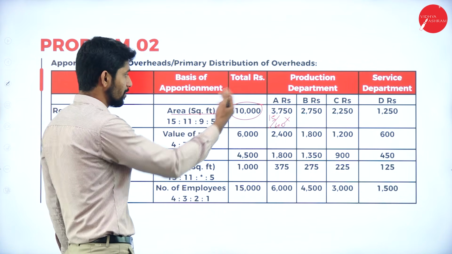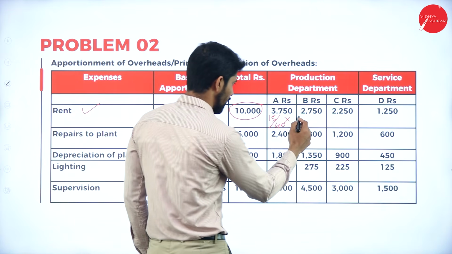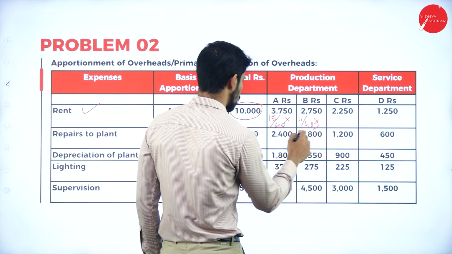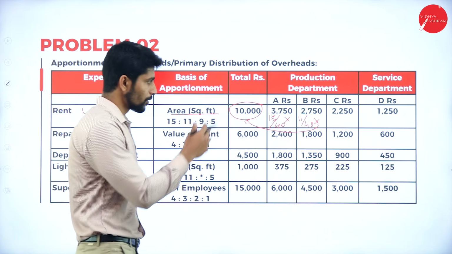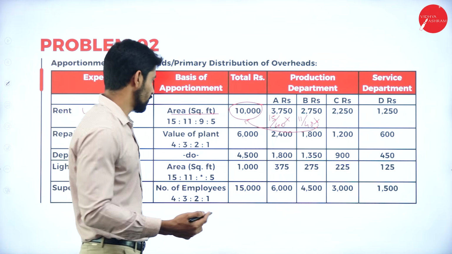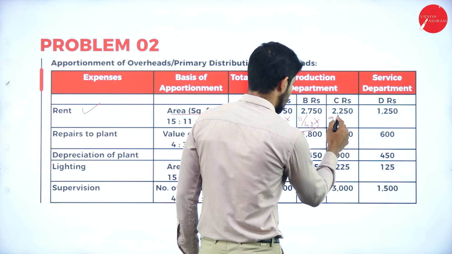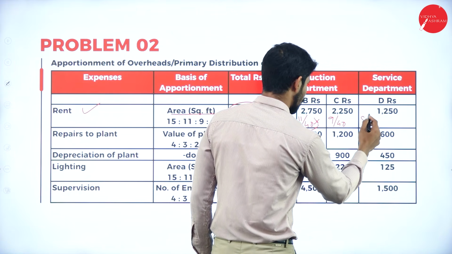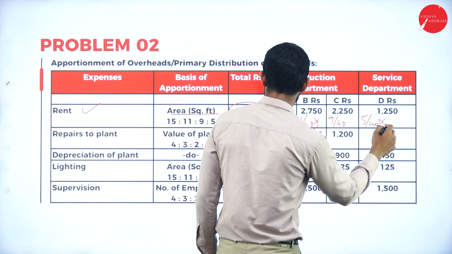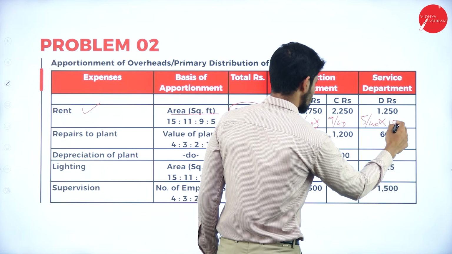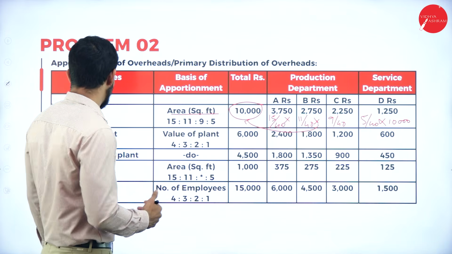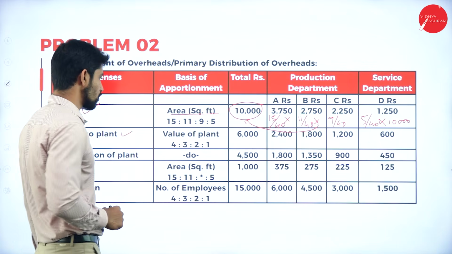3,750. Next, department B. So 11 divided by 40 into how much? 10,000. You will get 2,750. Next, 9 divided by 40. Next, 5 divided by 40 into how much? 10,000. It is 1,250. Finished. Very easy.